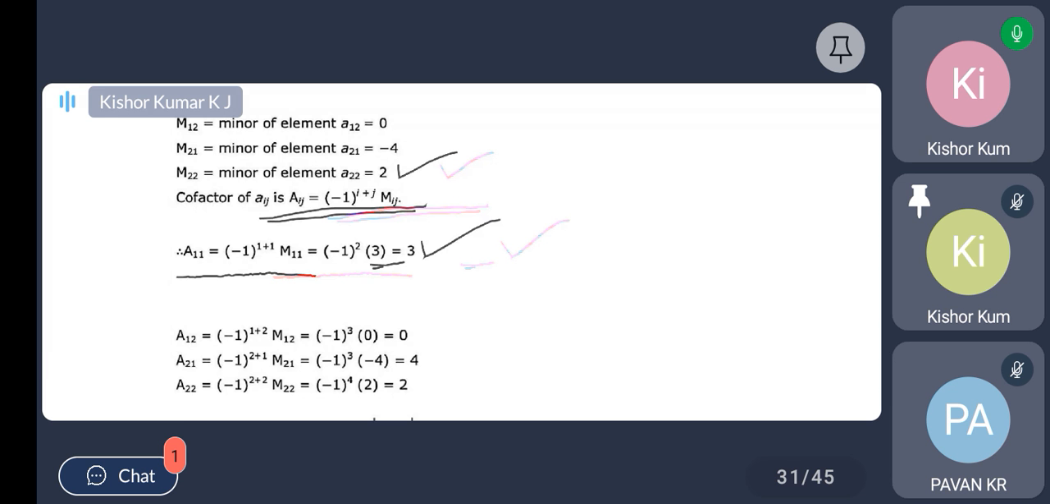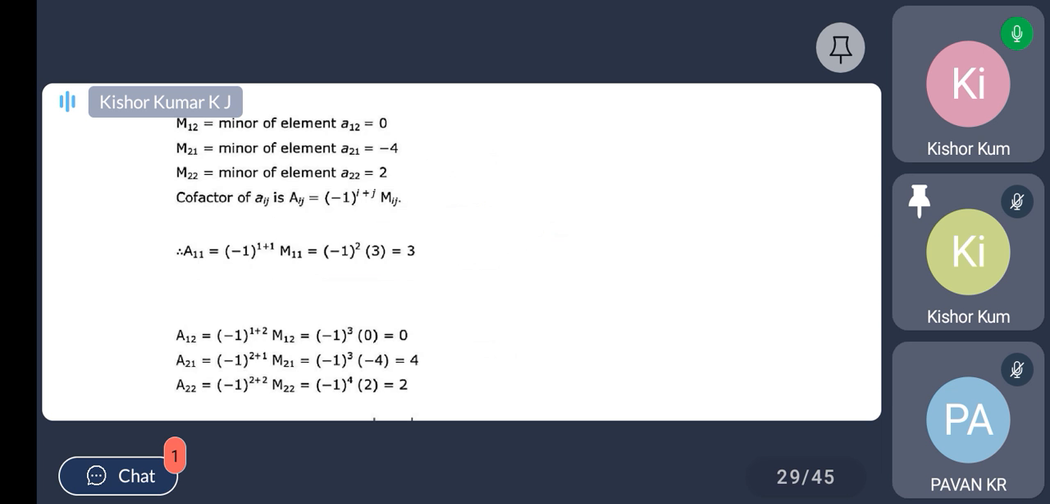Next, A12. A12 is equal to minus 1 to the power 1 plus 2 into M12. So just replace the value of M12, and you are going to get minus 1 to the power 3 into 0. If you multiply any element with 0, obviously it will give us 0. So A12 is equal to 0.